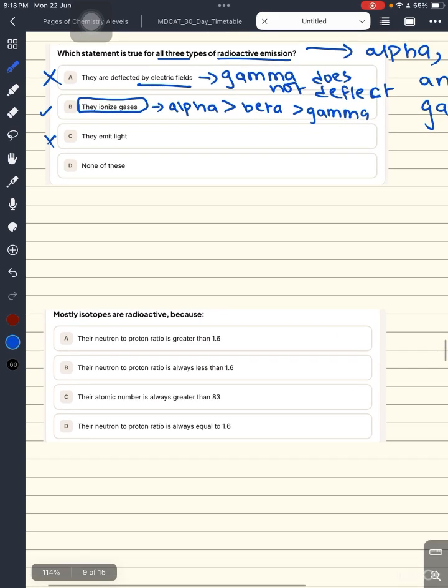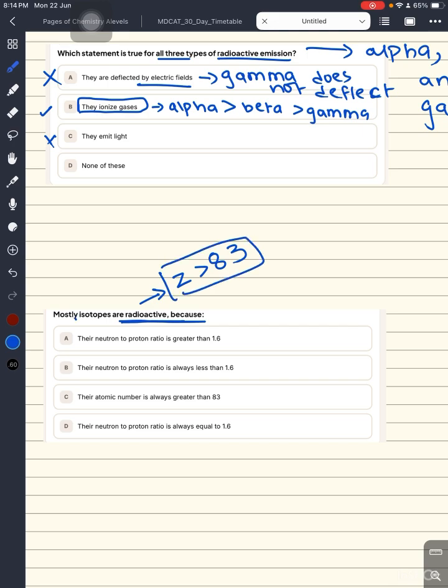Mostly isotopes are radioactive because we know the condition that Z must be greater than 83 for an isotope to become radioactive. So let's look at the options. Their neutron to proton ratio is greater than? No. Their neutron to proton ratio is always less than? No. Their atomic number is always greater than 83. Yeah, we got our answer.